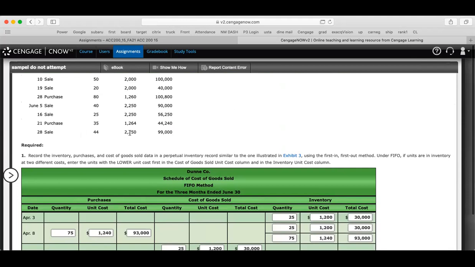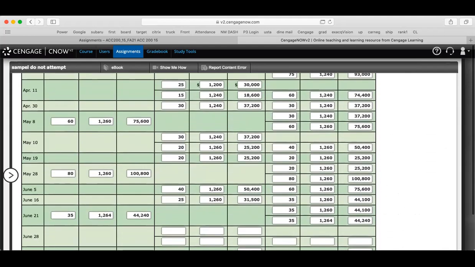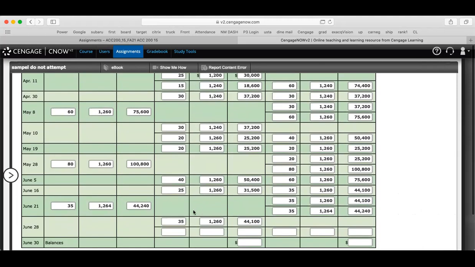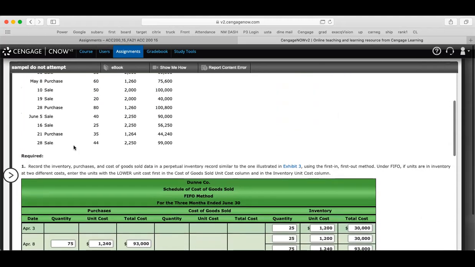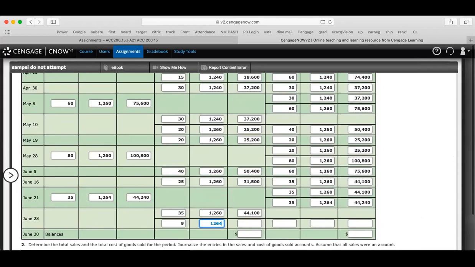Sale of 44 for 22,250 and $9,900 total. So 35 of our initial units, 35 of the 1260 ones. So 1260 is going to equal 44,100. And this is the value that I'm looking for. Now we have an additional, because we only used 35, but we sold 44. So it looks like we're going to need nine of the 1264 units.